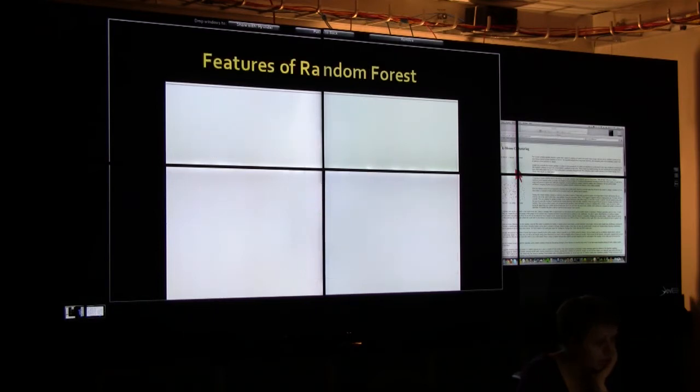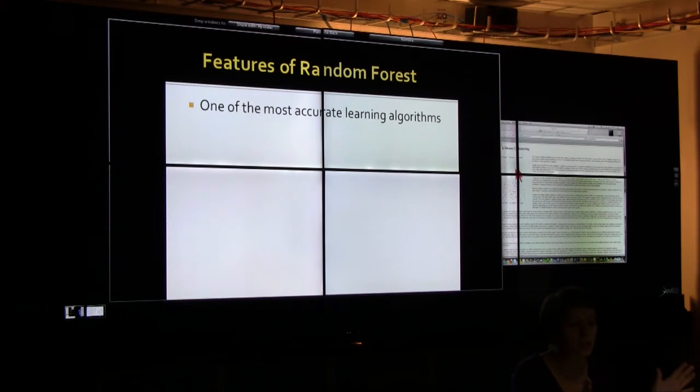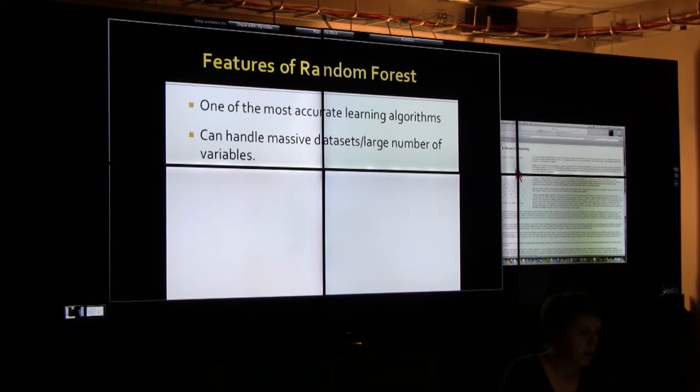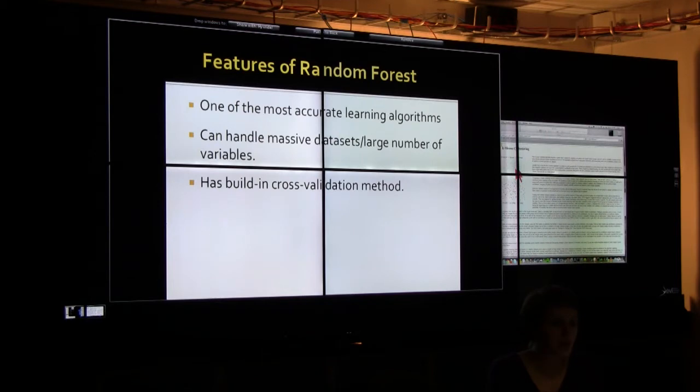So what are the main features? It's one of the most accurate learning algorithms out there, comparable with SVM. It does really well in practice, and like I said, there's a lot of theoretical backing of why it does well. It can handle massive data sets, with a large number of variables, because of its feature subset selection. It has a built-in cross-validation method.